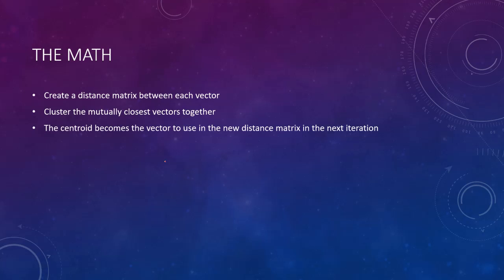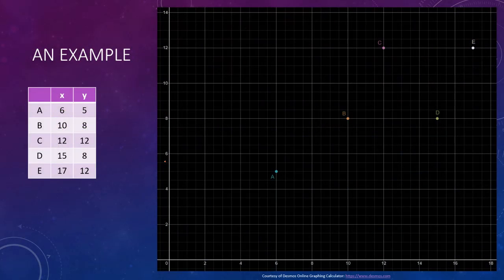And then finally, the centroid of each cluster becomes the vector to use in the next iteration and the next distance matrix. And this repeats until we meet our exit condition. Mutually closest, again, we'll talk about in a second when we get into an example.